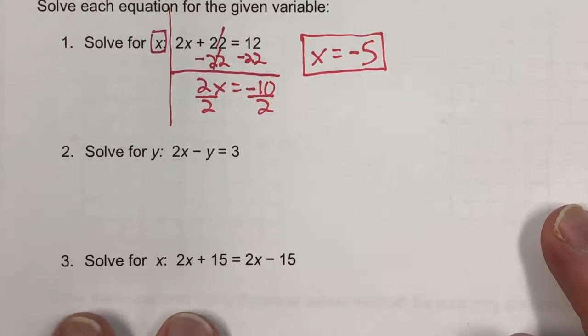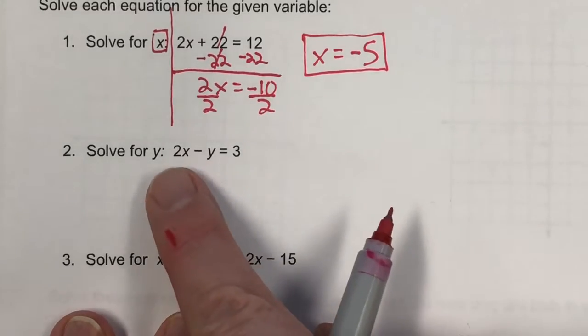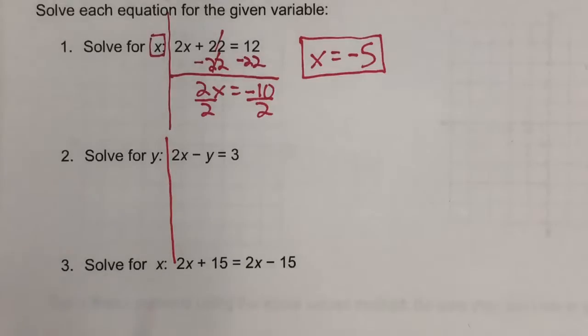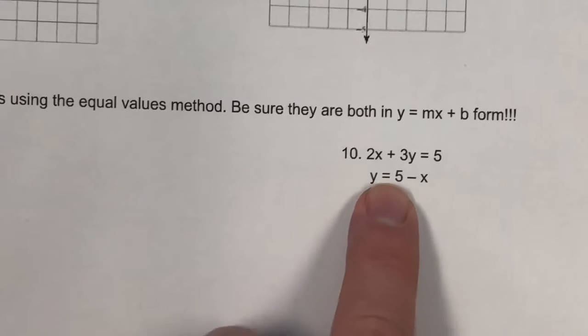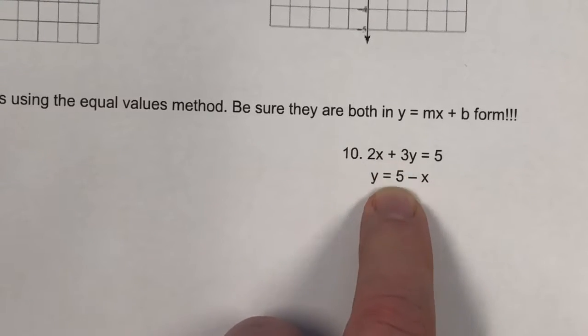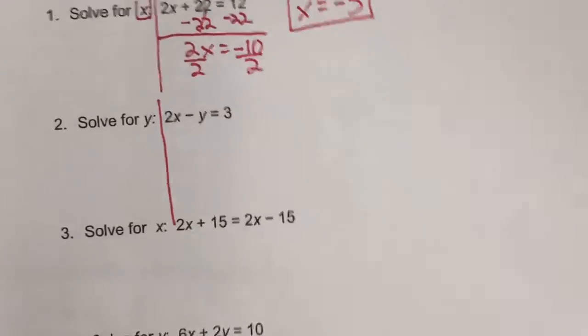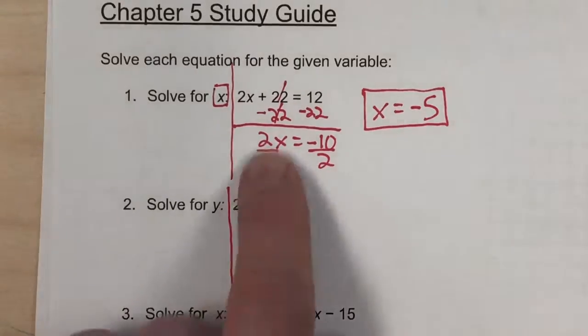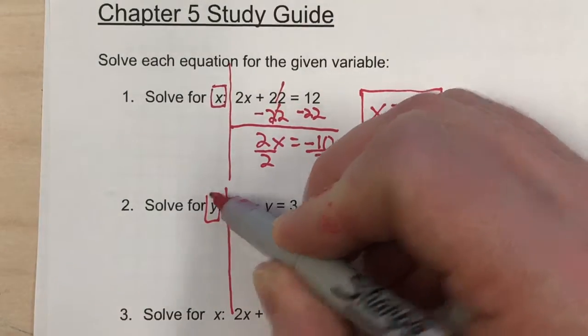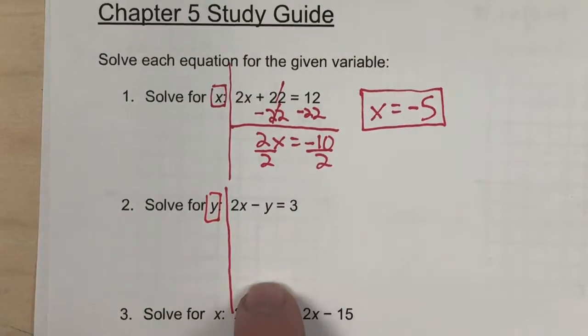All right, for number 2, a question like this is really good because later when we're graphing on this last page, we have to make sure both of these are in y equals mx plus b form. So number 10 is not in y equals mx plus b form. This gives us practice for putting it in y equals mx plus b form, because we do need to solve for y. So I need y alone.